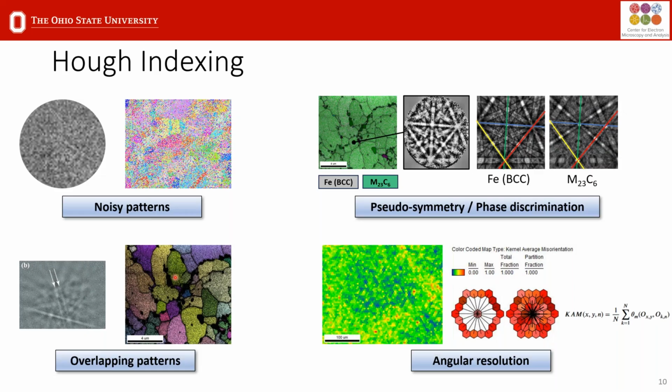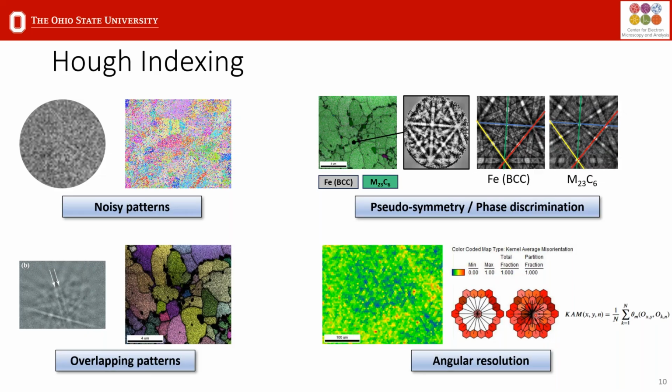Also, if you have very small precipitates, the interaction volume might be bigger than the actual size of the feature you're looking at, and therefore you collect information from the surrounding matrix as well, and then the algorithm will struggle. The way that you calculate the orientation from these bands also limits the angular precision.